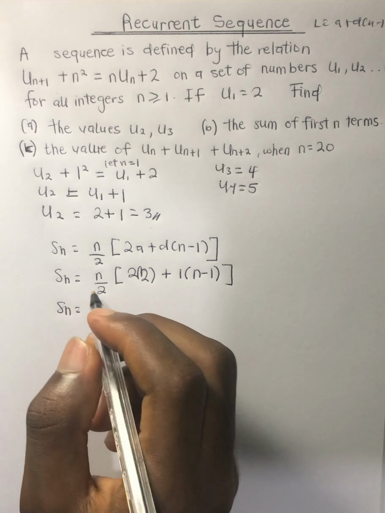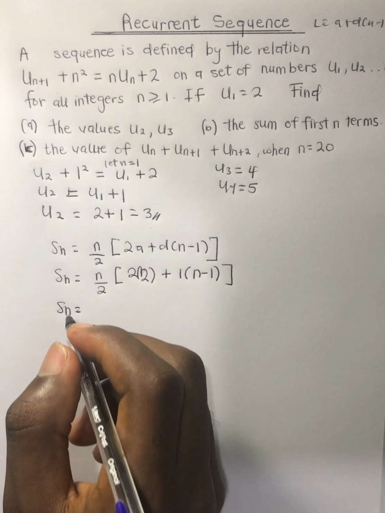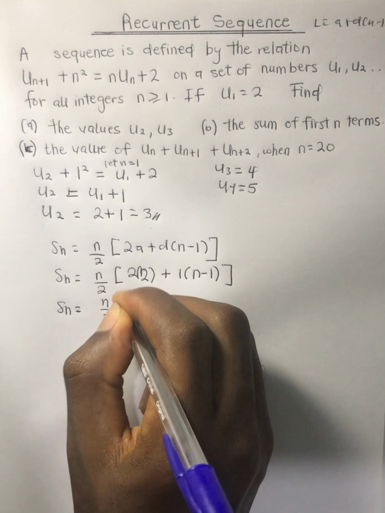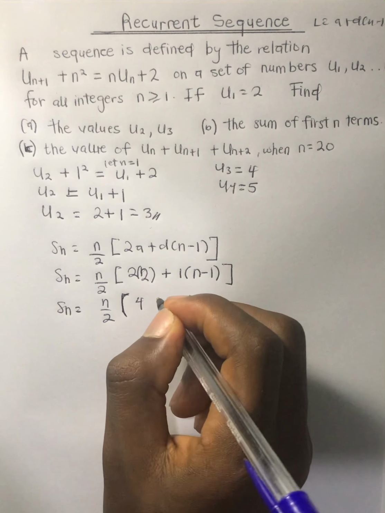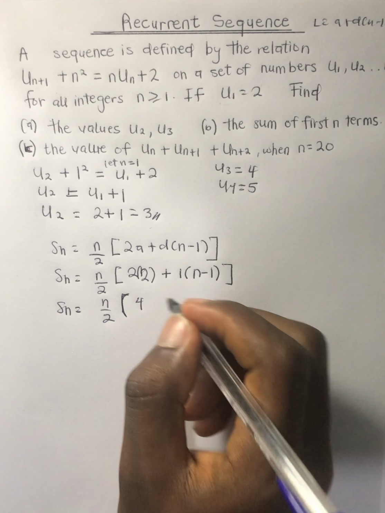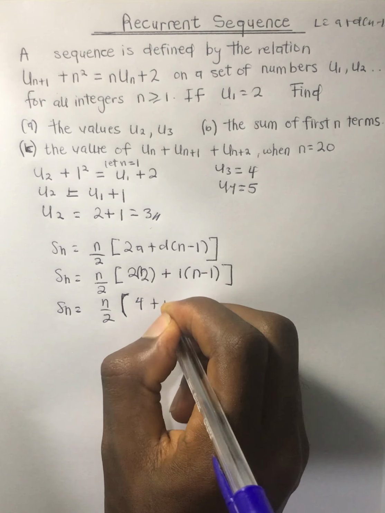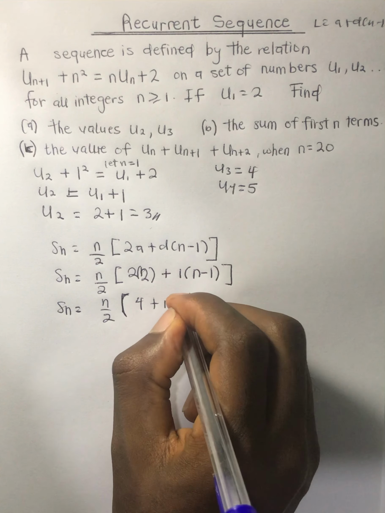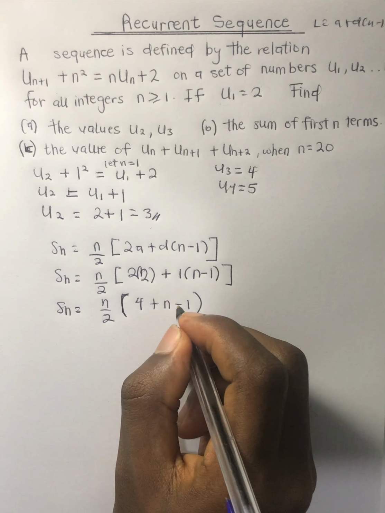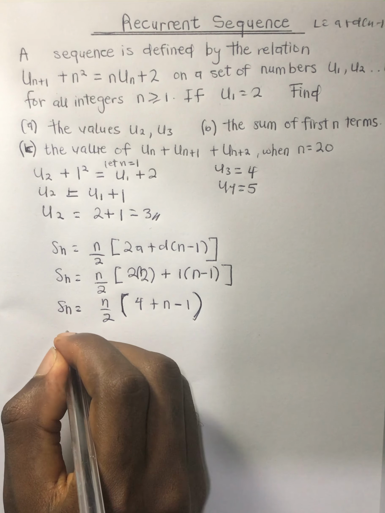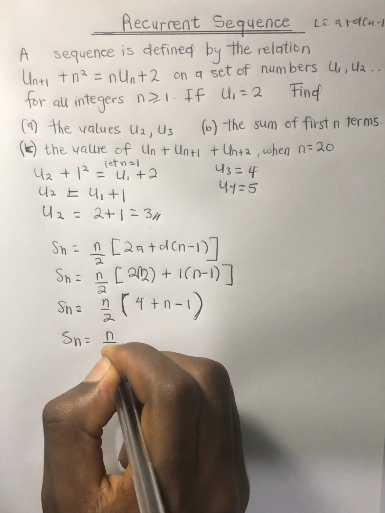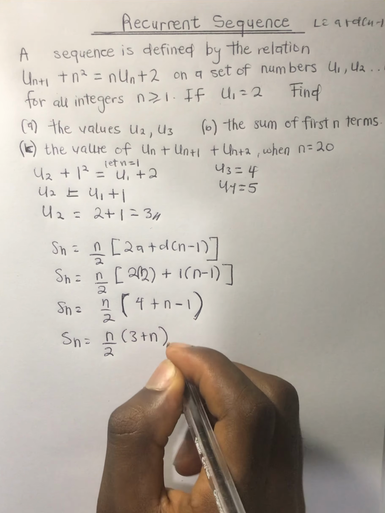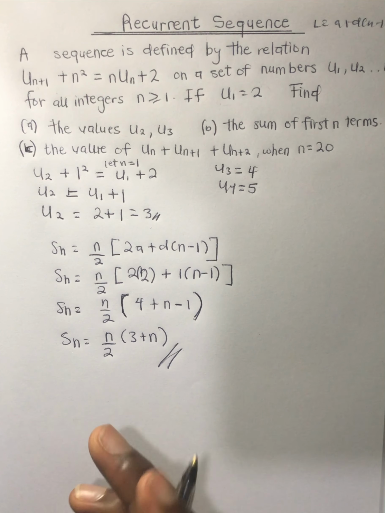Now solving for the sum of the first n terms, we get n over 2 multiplying the bracket 4 and the 4 plus n, because we are multiplying 1 with this expression. So plus n minus 1, close bracket. So now we get Sn is equal to n over 2 multiplying 3 plus n. Now this is of course our final answer.